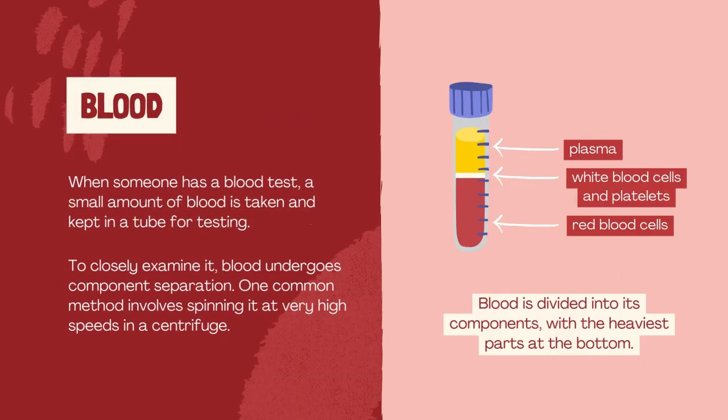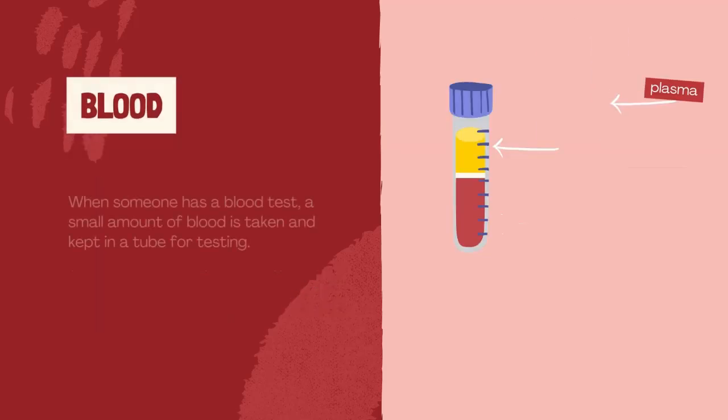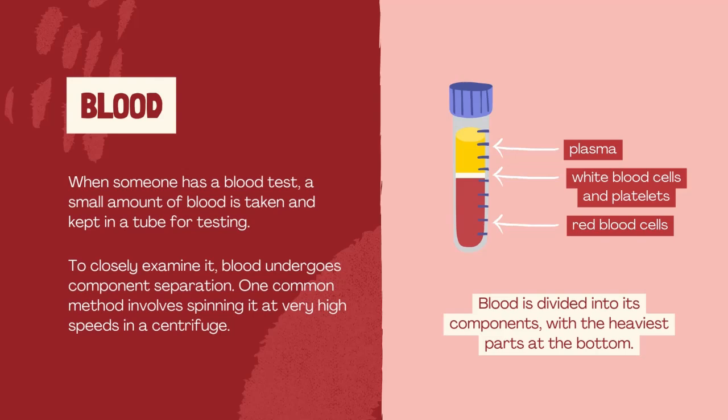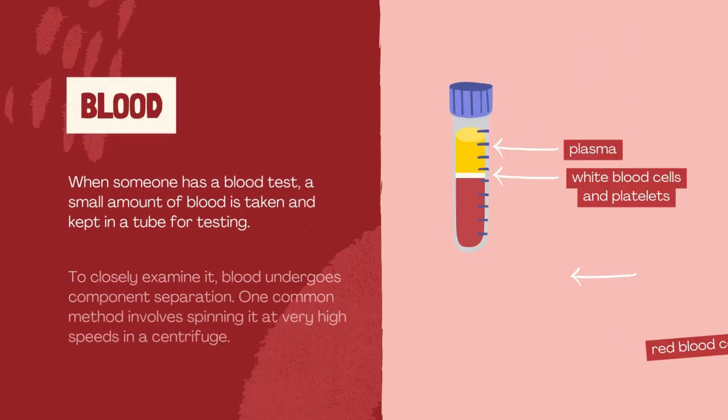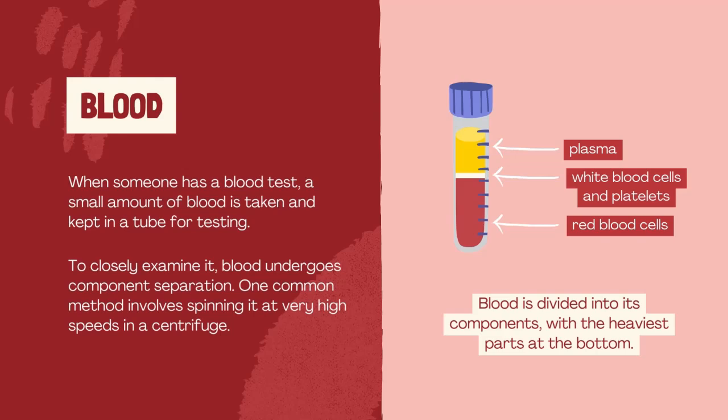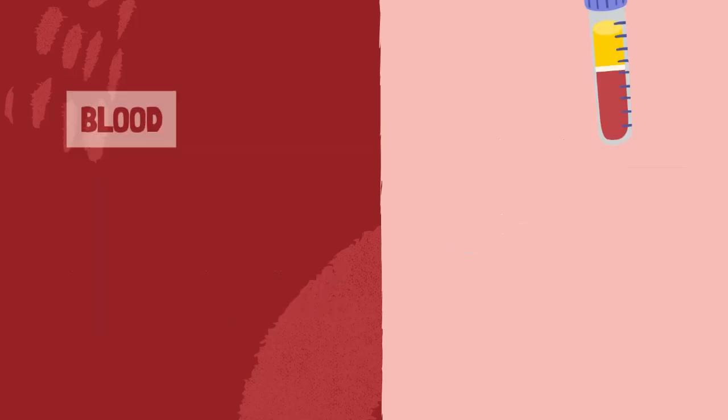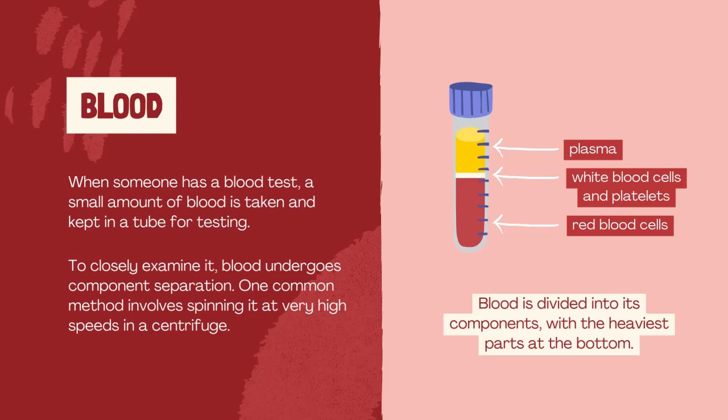Blood. When someone has a blood test, a small amount of blood is taken and kept in a tube for testing. To closely examine it, blood undergoes component separation. One common method involves spinning it at very high speeds in a centrifuge. Blood is divided into its components, with the heaviest parts at the bottom.